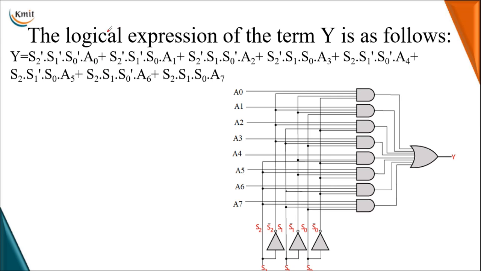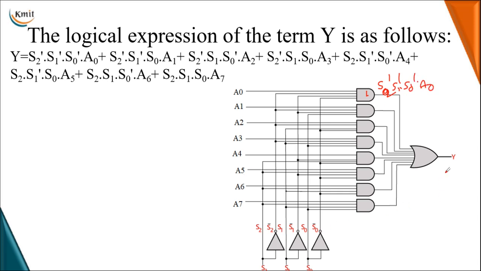Next, the Boolean expression of the 8 by 1 multiplexer. A0 is transferred if all the selection inputs are 0. Since we represent each selection line as a complemented variable in the product term of the Boolean expression, we connect S0 bar, S1 bar and S2 bar as inputs along with A0. So the first AND gate gives the product S2 bar, S1 bar, S0 bar into A0.